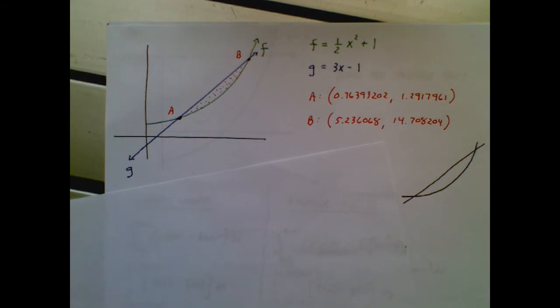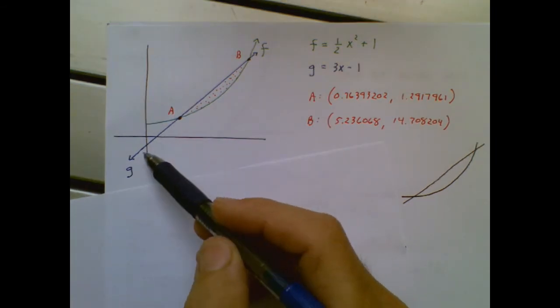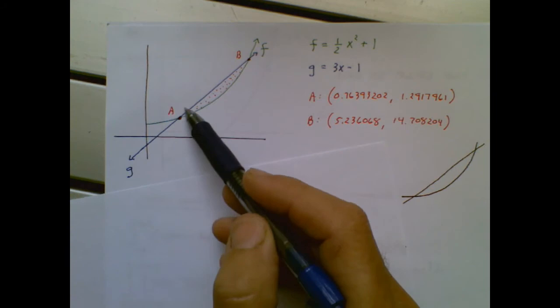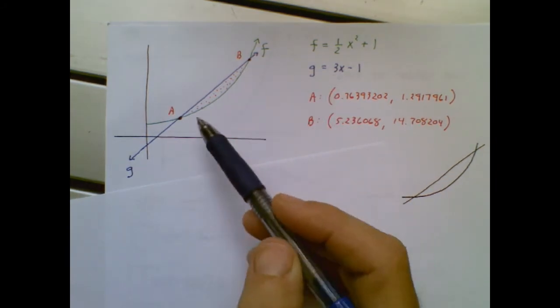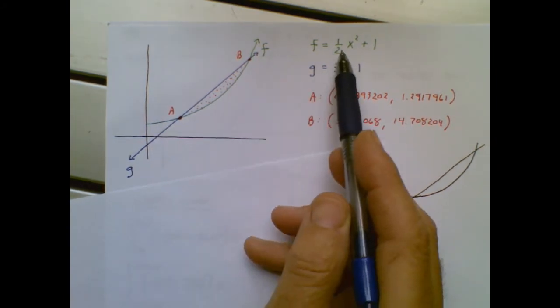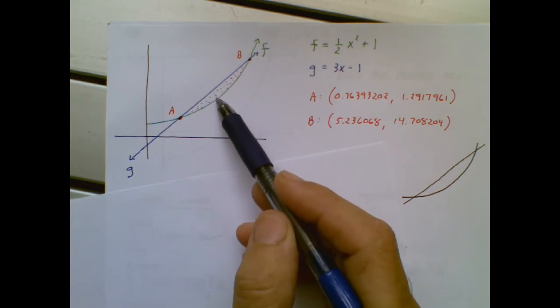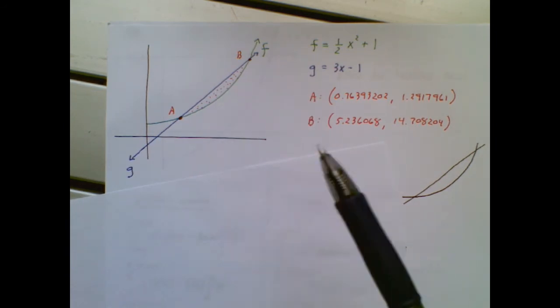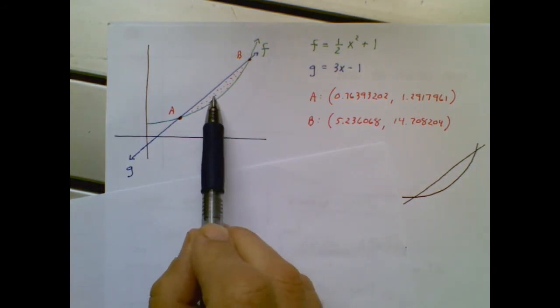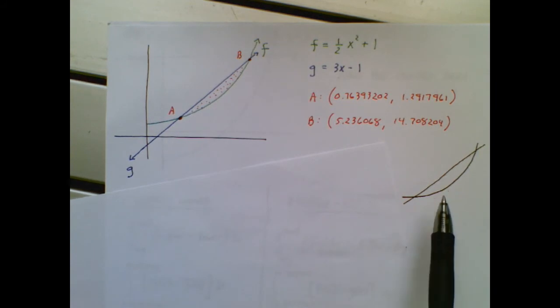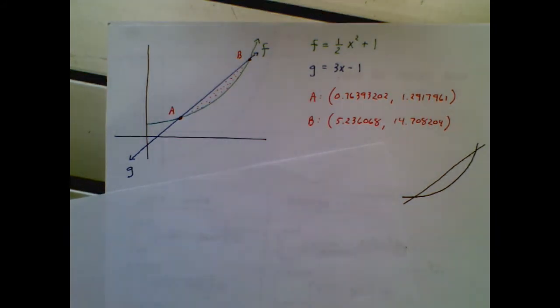Okay, I've set up a new situation. I have two functions, function g, which is linear, and function f, which is quadratic. There's some area trapped between the two functions. Before I have any polka dots drawn, it would look kind of like this. So I want to calculate that area.